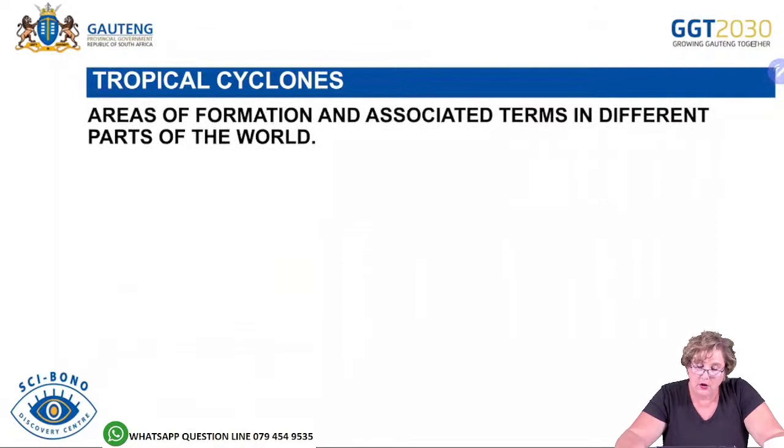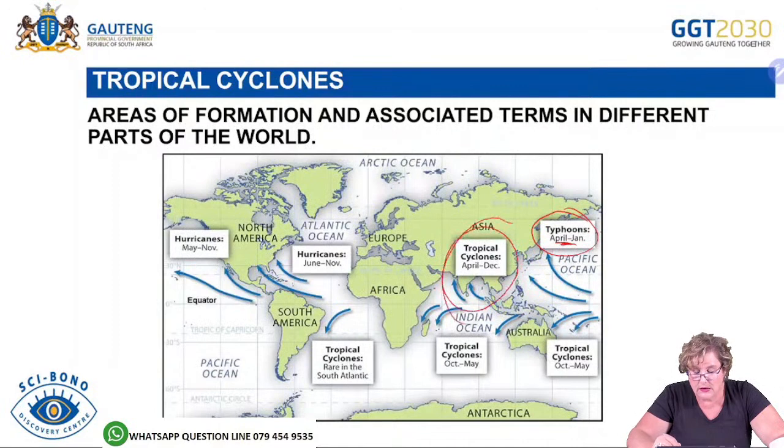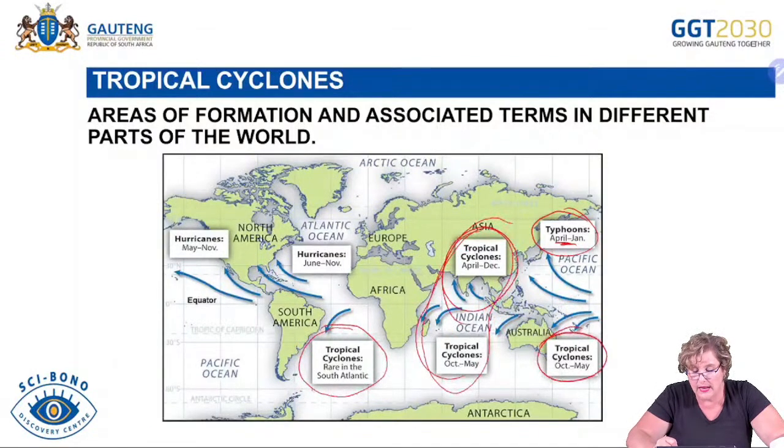Where do tropical cyclones form? And as I said in the video, they have certain terms in different parts of the world. So there is my map of the world. You'll see here in Asia it's called typhoons, and there it occurs between April to January. In the Indian Ocean we call it tropical cyclones. It's the same thing, we just call it a tropical cyclone. South America, they also talk about the tropical cyclone, and in Australia they also call it a tropical cyclone. But in America they call it a hurricane.